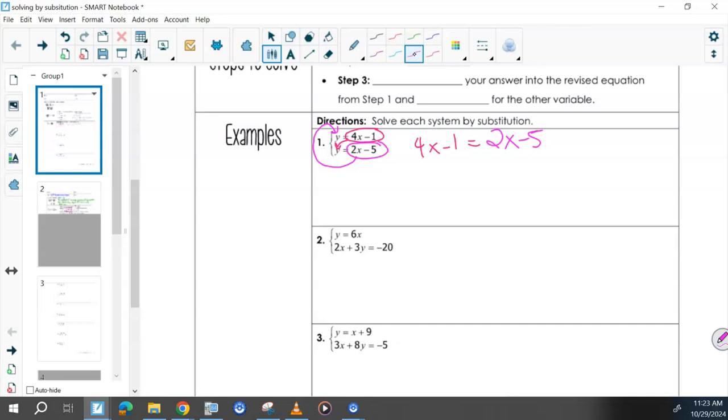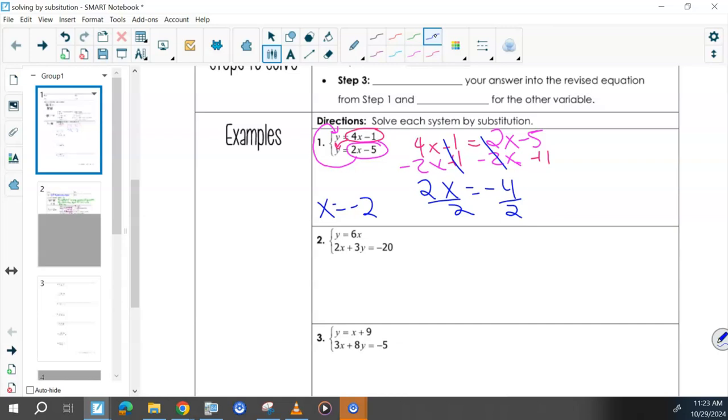What do we want to move first? The 2x. Okay, so let's do that by subtracting. And then we can also get rid of the 1 by adding it to the other side. So that the 1's cancel, the 2's cancel, and we have 2x equals -4. And then divide both sides by 2, so that x equals -2.